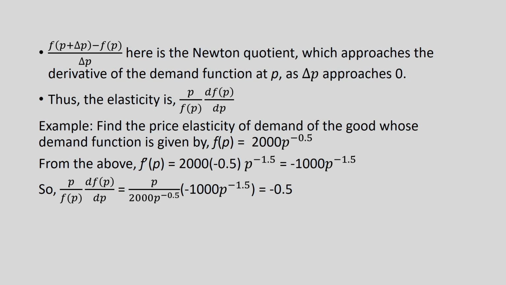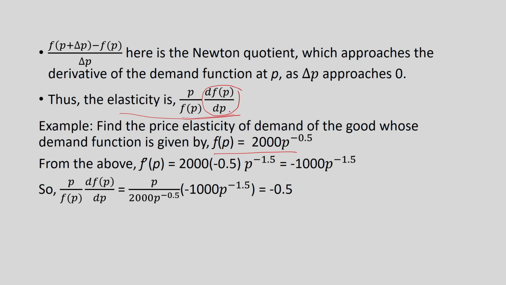So, change in the price you take that as small as possible, delta p approaches 0. Thus, the elasticity becomes p divided by f of p multiplied by df(p)/dp. So, this is nothing but the derivative of the demand function with respect to the price. So, here is a concrete example. Find the price elasticity of demand of the good whose demand function is given by this. So, as you can see, f of p is a function of price, 2000 multiplied by p to the power minus 0.5. We are going to use this particular formula.